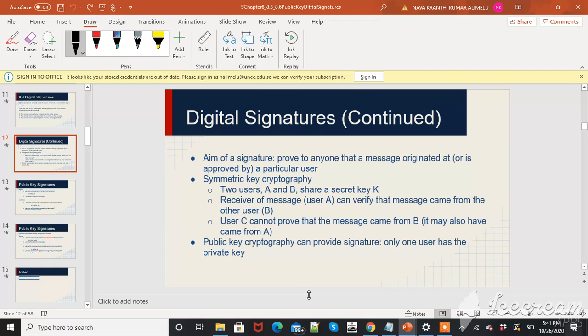In symmetric key cryptography, two users A and B share a secret key K. The receiver of the message, let's say user A, can verify that the message came from the other user B by using that secret key, whereas user C cannot prove that the message came from B. It may also have come from A. So to avoid this confusion, public key cryptography is introduced. It can provide a signature, and in public key cryptography, only one user has the private key.